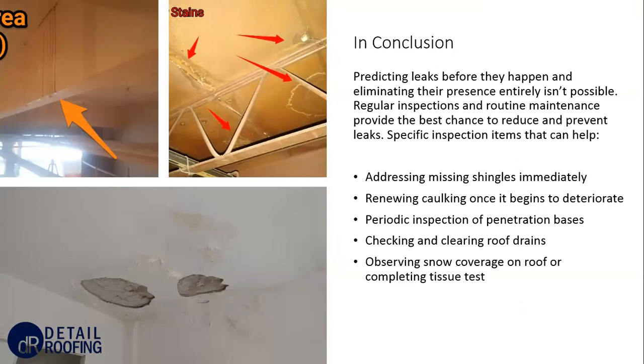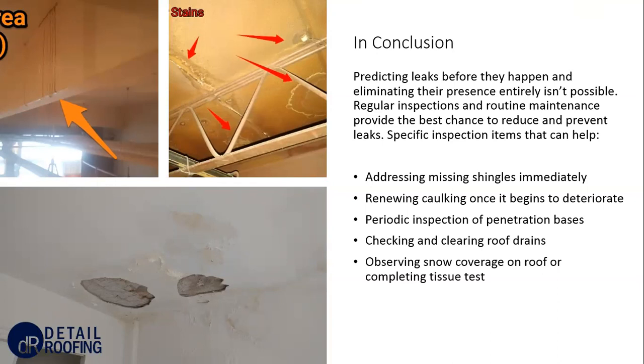So some of the specific items that we looked at that can help are addressing any missing shingles immediately as soon as they're observed, as long as it's safe to do so, renewing any caulking once it begins to deteriorate before it gets to the point that it's split and cracked, periodic inspection of the penetration bases, especially in regards to an inverted or green roof system, where those are not going to be visible by completing an overall visual inspection.